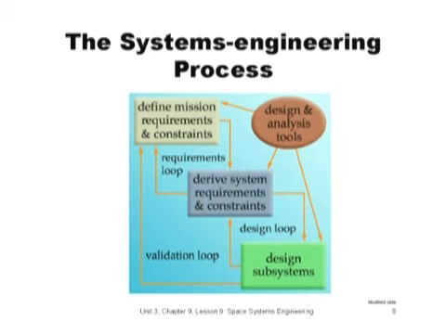In this diagram, there are 3 loops that describe the process. The requirements loop that connects top-level mission requirements and constraints with system requirements and constraints. The design loop that ties together system and subsystem requirements, and finally, the validation loop, which helps answer the question, am I building the right system?